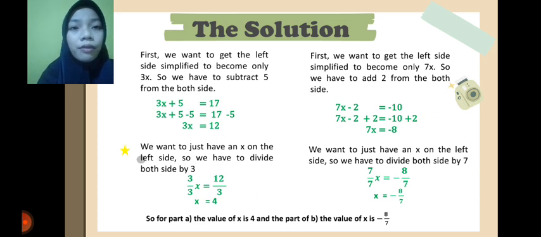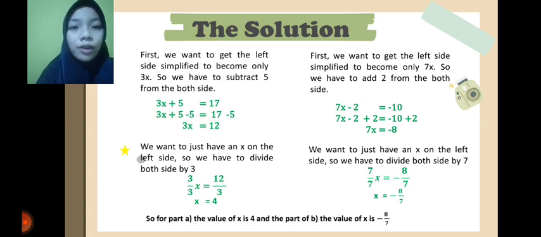First, we want to get the left side simplified to become only 3x. So we have to subtract 5 from both sides. 3x plus 5 equals 17. We subtract 5 from both sides. Now we get 3x plus 5 minus 5 equals 17 minus 5. Then we get 3x equals 12.